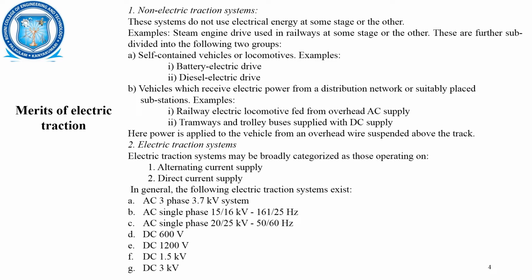In general, the following electric traction systems exist in the world: AC 3-phase 3.7 kilovolt, AC single phase 15 to 16 kilovolt with 16 2/3 to 25 hertz, and AC single phase 20 to 25 kV with 50 to 60 hertz, and DC 600 volt, 1200 volt, 1.5 kV and 3 kV. So these are the general advantages when compared to non-electric traction systems.